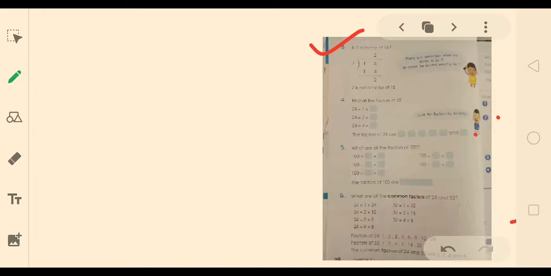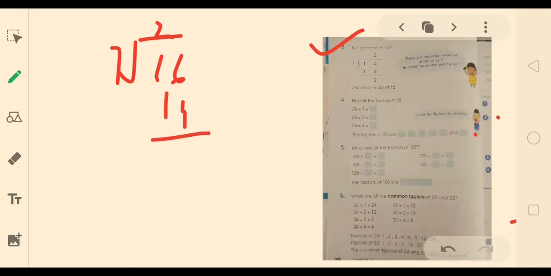Just orally tell me. Does 16 come in the table of 7? You all know the table of 7. No, 16 doesn't come in the table of 7. So just do it by the division process. 16 divided by 7. 7 twos are 14. 16 minus 14, that is 2 remainder. So 2 is the remainder.